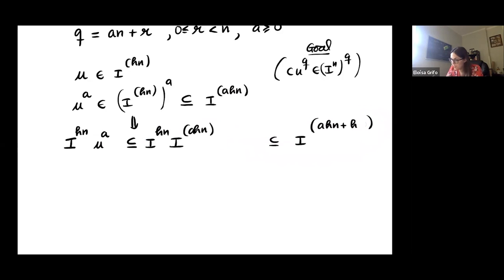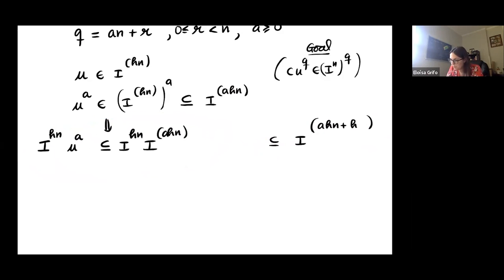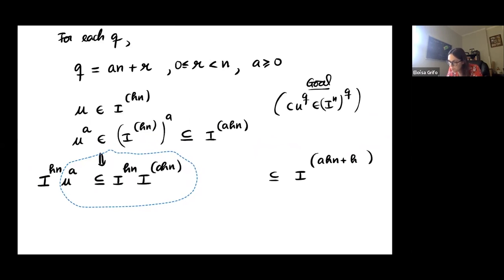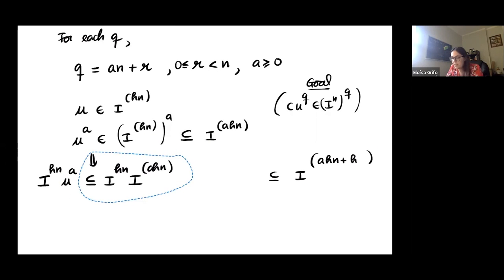So actually, sorry. Let me erase this. I'm going to replace it by something slightly better. I'm going to note that this remainder R, just by the division algorithm, is strictly smaller than N. So if I take a smaller power, a smaller order, right? The power is a bigger ideal.